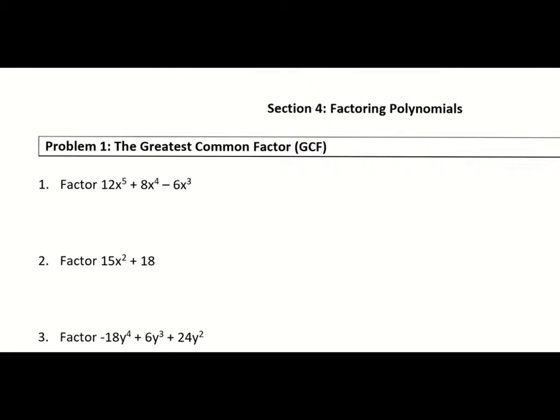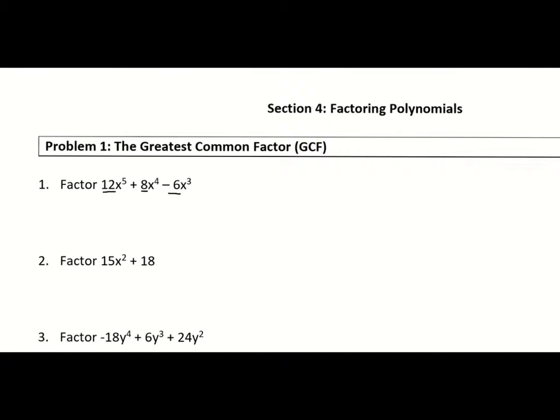In the first example, under problem 1, we are going to factor 12x to the 5th plus 8x to the 4th minus 6x cubed. In order to factor by GCF, we are going to look to see what all of our terms in the problem have in common. Let's first look at the numbers. We have a 12, an 8, and a 6. We want to think of the highest number that can go into 12, 8, and 6.